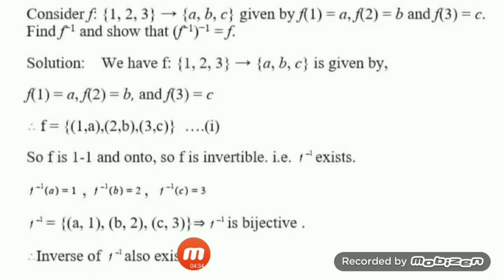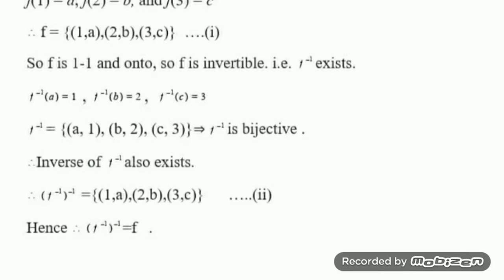So the inverse of f inverse also exists. And how do we denote the inverse of f inverse? (f inverse) to the power minus 1. So (f inverse) inverse is the inverse of f inverse. Again, this means you have to interchange: a related with 1 becomes 1 related with a, so it contains (1, a). Similarly, from here (2, b) and (3, c). Now if you see this one, from 1 and 3, you see that f and (f inverse) inverse are the same. So we can write down the conclusion: (f inverse) inverse is equal to f. Hope you understand. Thank you.